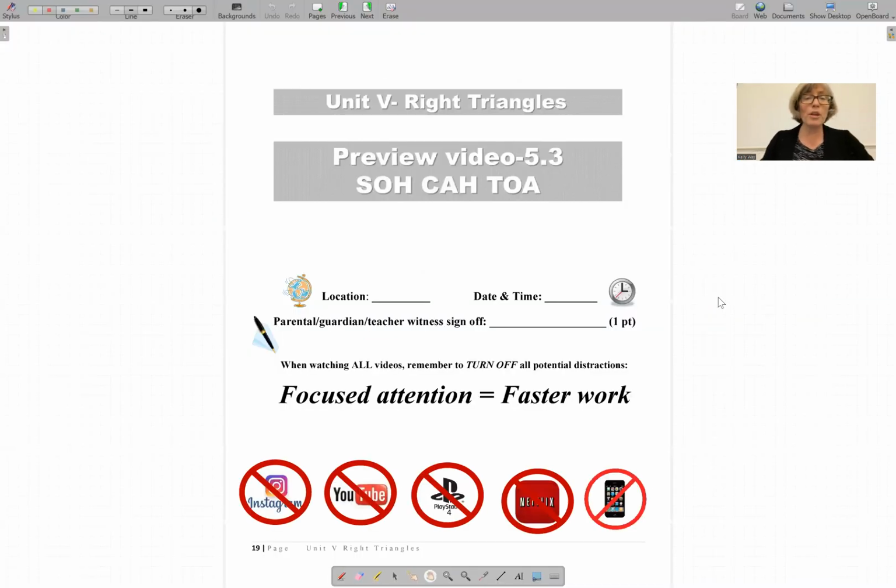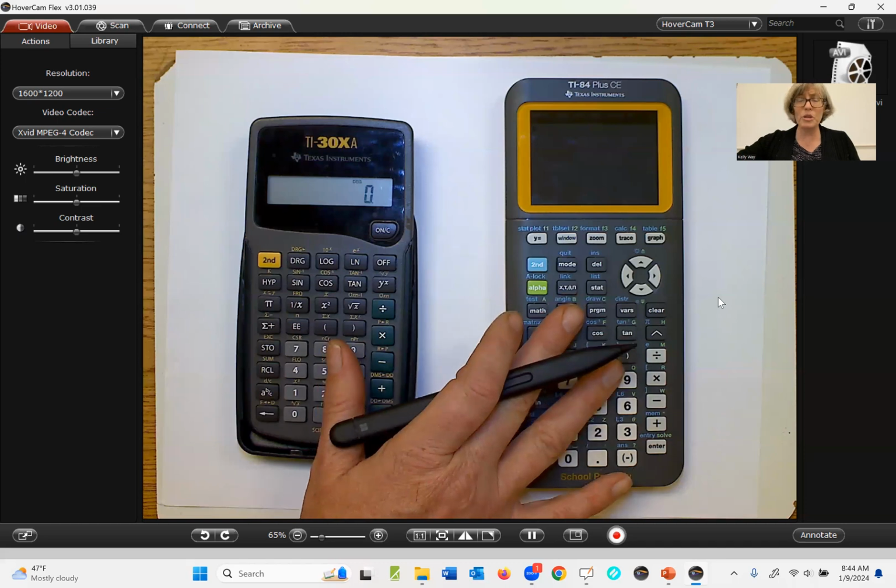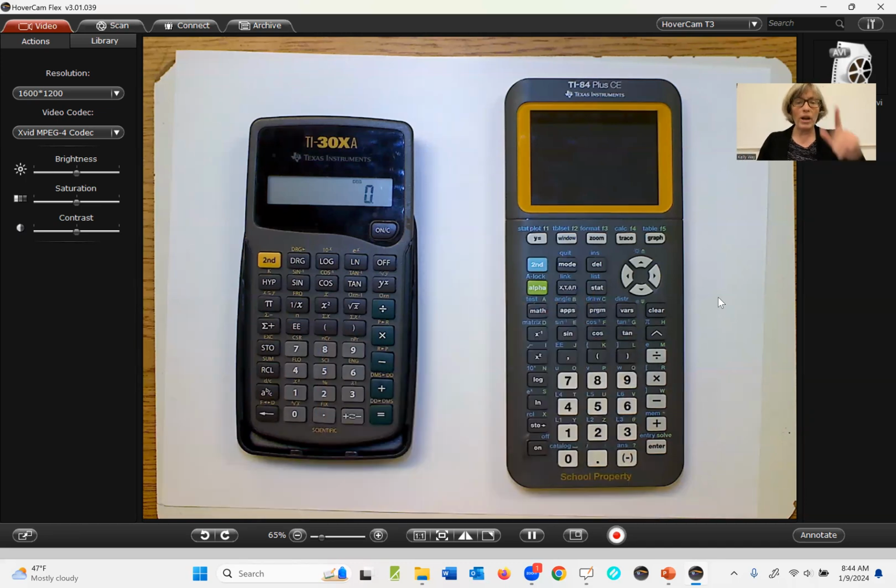All right, it's very important that you have a scientific calculator handy. I'll show you how to use them. Just make sure you have one nearby.